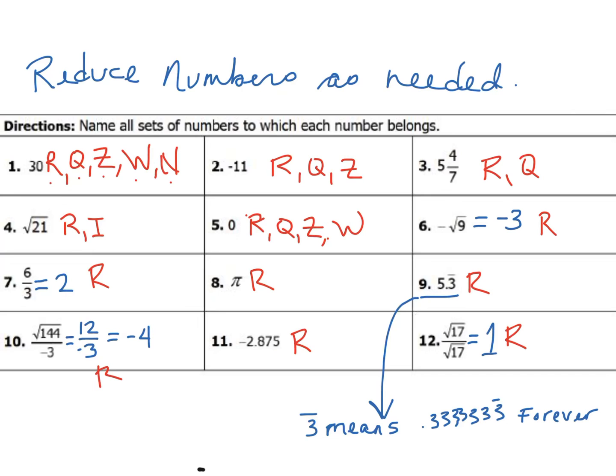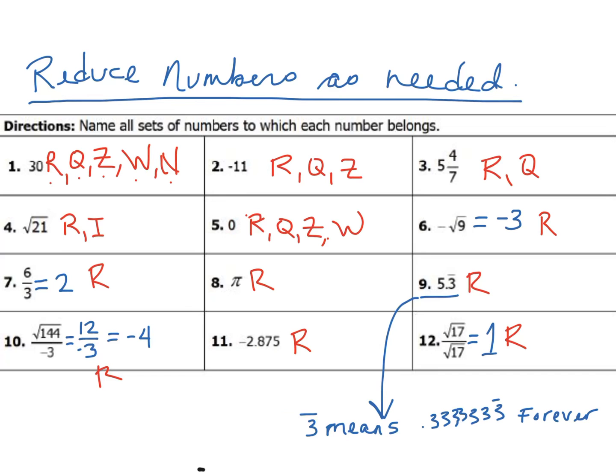And I have actually already completed 1 through 5. Now, I did add a note up here in blue that whenever you see something that can be reduced, you need to reduce it before you can classify it. So looking at number 6, negative square root of 9, that does reduce to a negative 3. 6 divided by 3 in number 7, that's the same as 2.